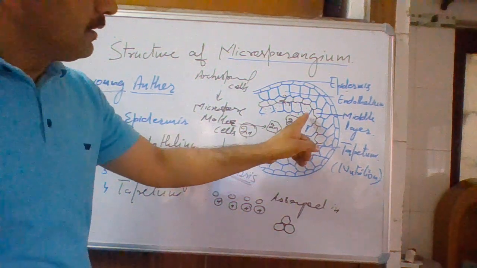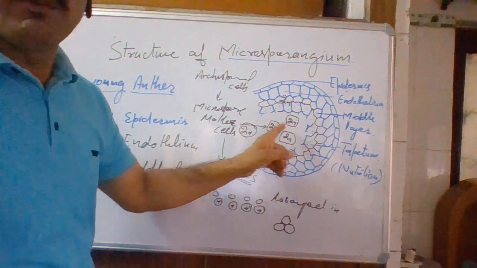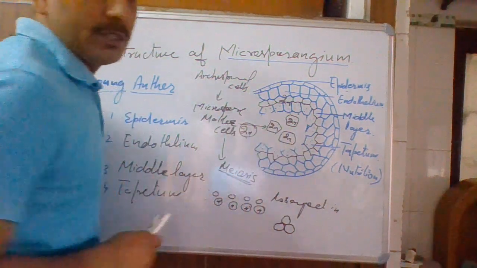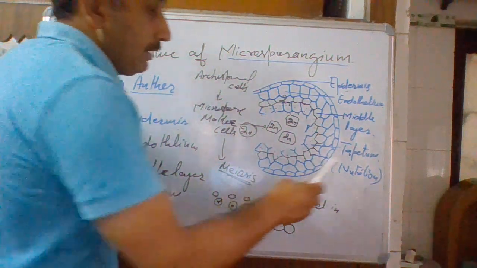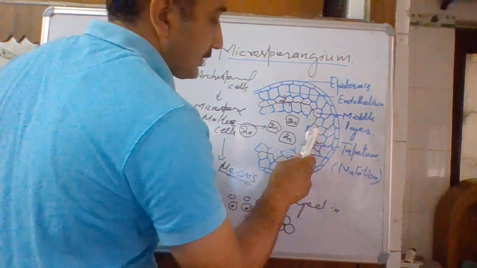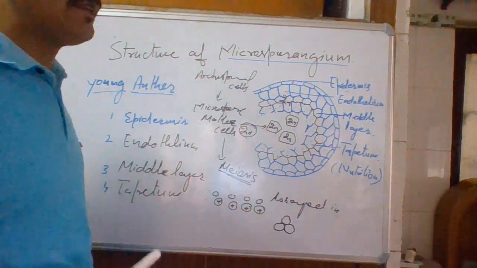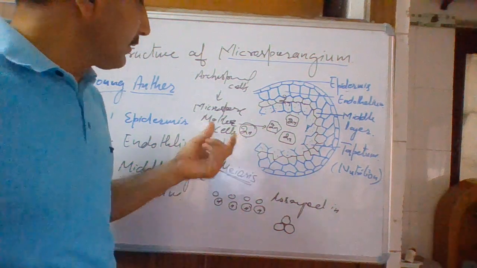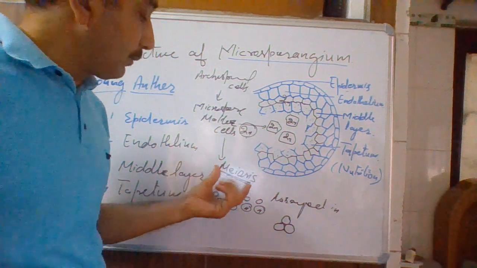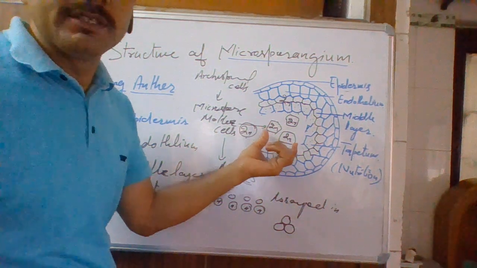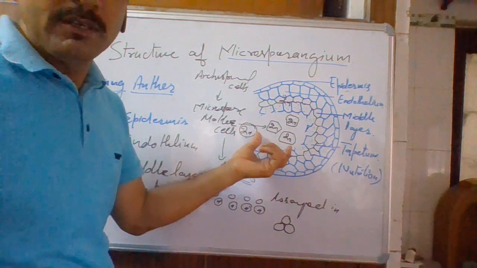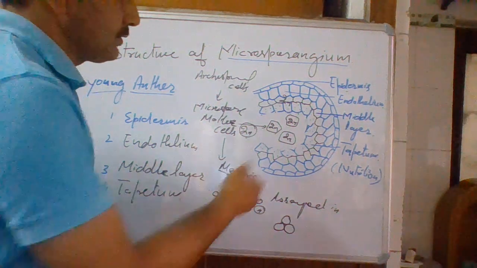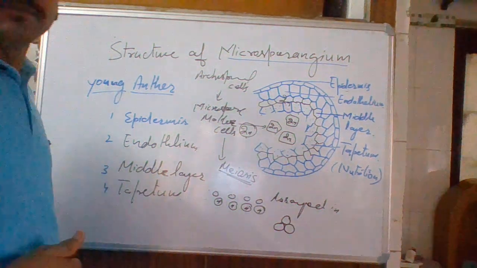It means it provides nutrition to the developing pollen grains. जो इसके बीच में पोलन ग्रेन बनेंगे उसको ये न्यूट्रिशन प्रोवाइड करेगी. The cells of the tapetum have a very important quality: they become amoeboid during the time when they provide nutrition to the developing microspore cells. They become amoeboid, or else by the process of diffusion they provide nutrition to the developing pollen grains.